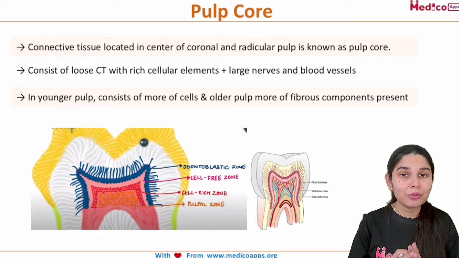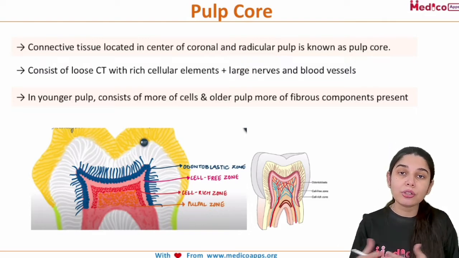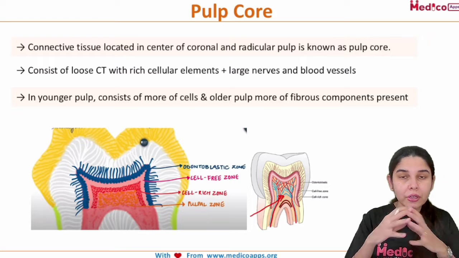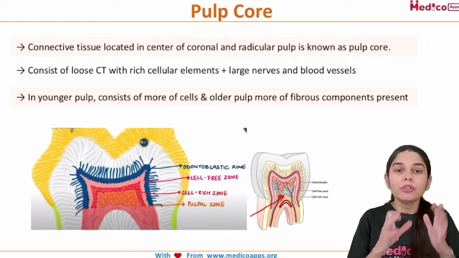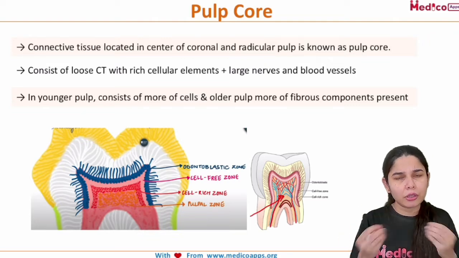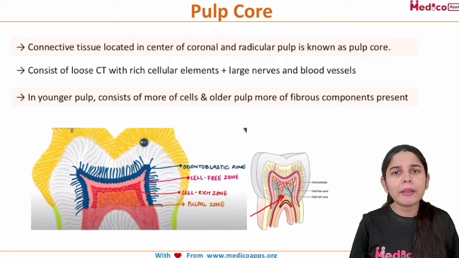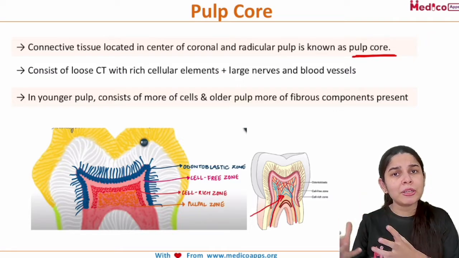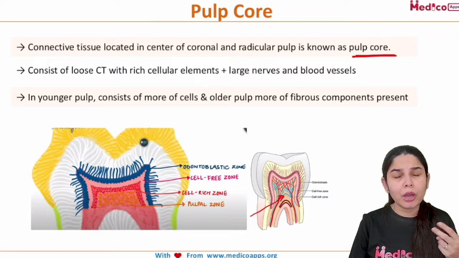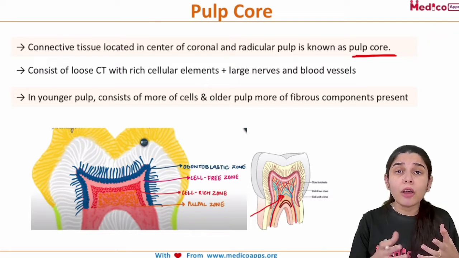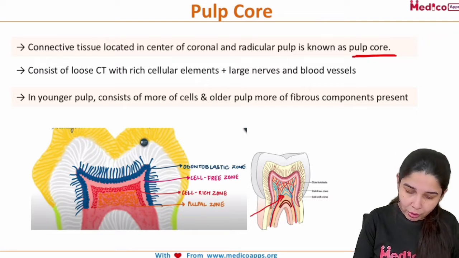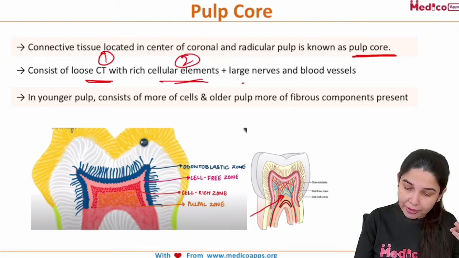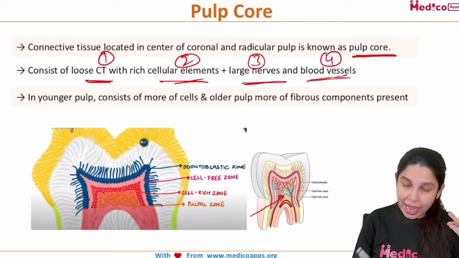And lastly, we are now going to discuss the pulp core. The pulp core is the last zone or the last portion of the pulp, that is the middle portion. As I have already told you, the network of nerves and blood supply is present in the pulp core. So the connective tissue is present in the central part of this pulp, and this consists of both the radicular pulp and the coronal pulp, and these together are known as the pulp core. And what elements will be present here? It will consist of connective tissue, no doubt. It will have rich cellular elements, along with a large network of nerves and blood vessels. So it will have the connective tissue, the cellular elements, large nerves, and lastly the blood vessels, as you can see in the image.